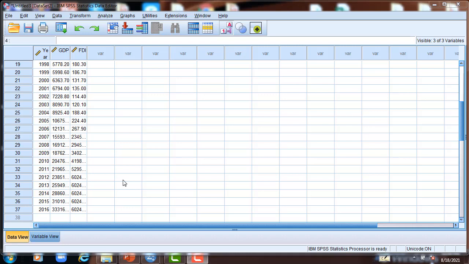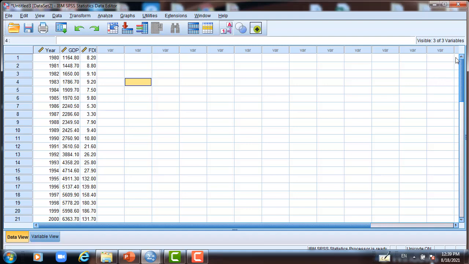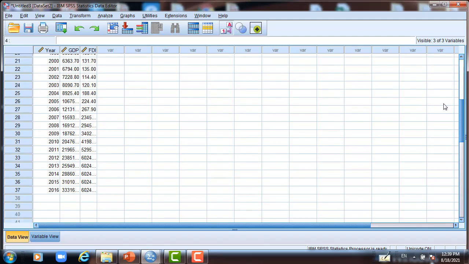The variables we are using in this session: we have here the year, GDP, and foreign direct investment for the years 1980 to 2016, which is 37 observations.